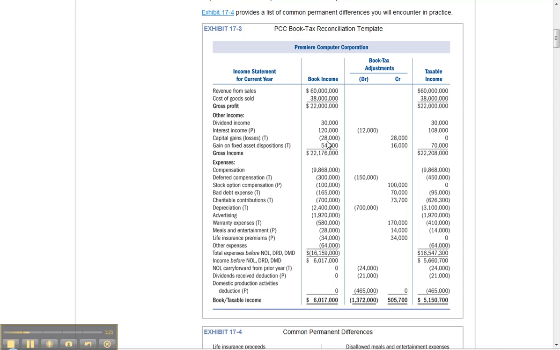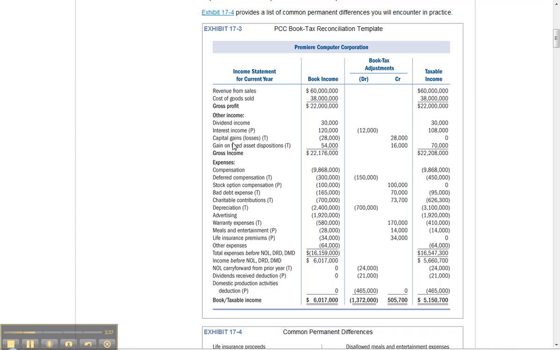Capital gains and losses, looks like we have a loss this year for book purposes. Those are not deductible unless you have capital gains. So you can see that this loss is adjusted out in arriving at taxable income.